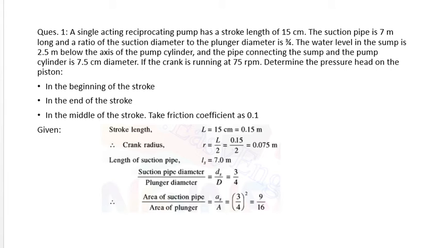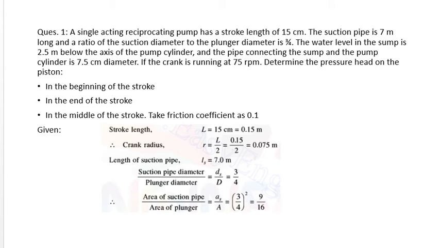First we will write what is given in the question. Stroke length is given, that is 15 centimeter. With the help of this stroke length you can calculate crank radius, that is L by 2, 0.075 meter. Length of the suction pipe is 7 meter.